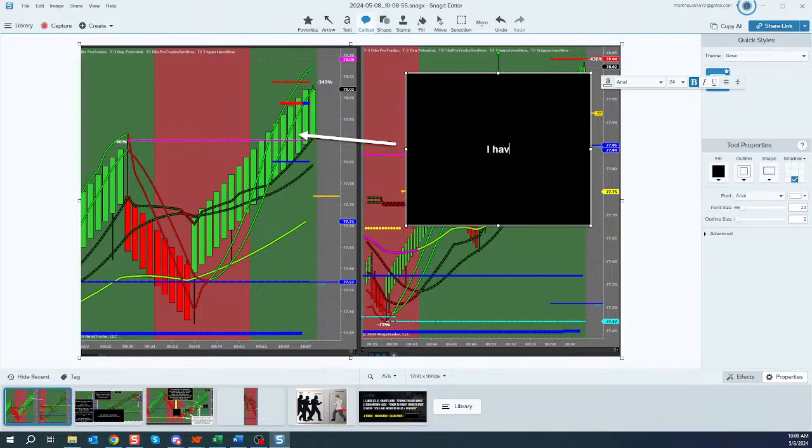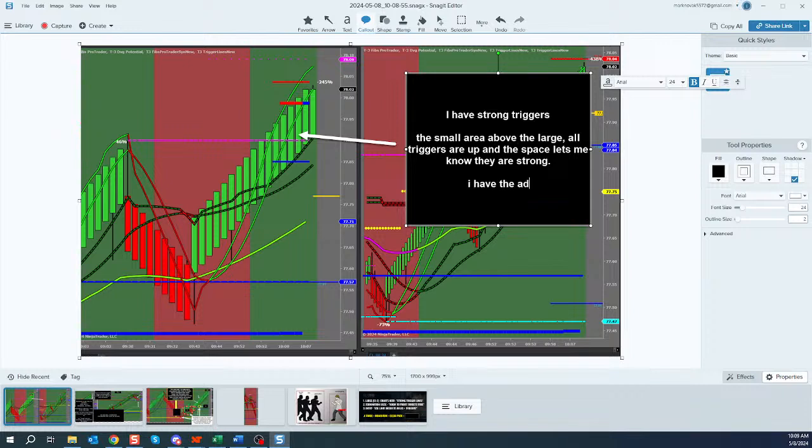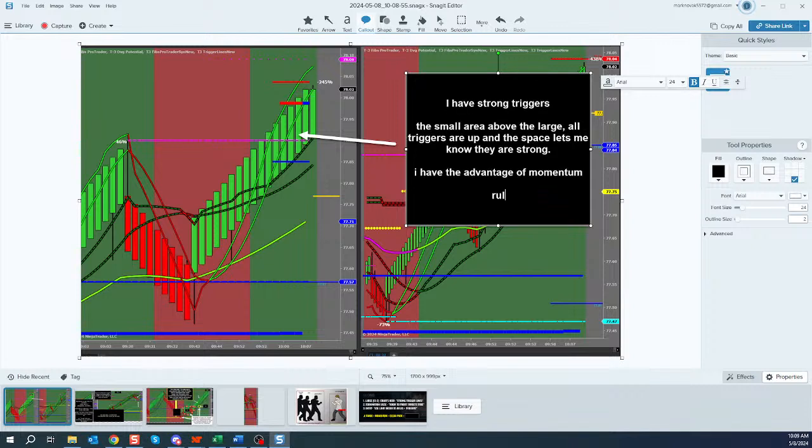I have strong triggers. What makes them strong triggers? The small are above the large. All triggers are up, and the space lets me know they are strong. What does that mean to me? I have the advantage of momentum. What does that mean to me? That means rule number 1 is met.